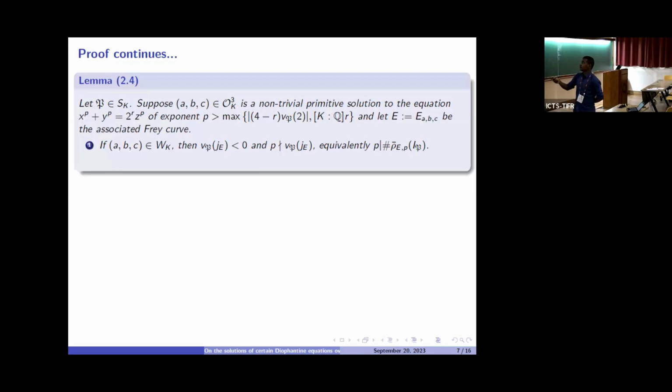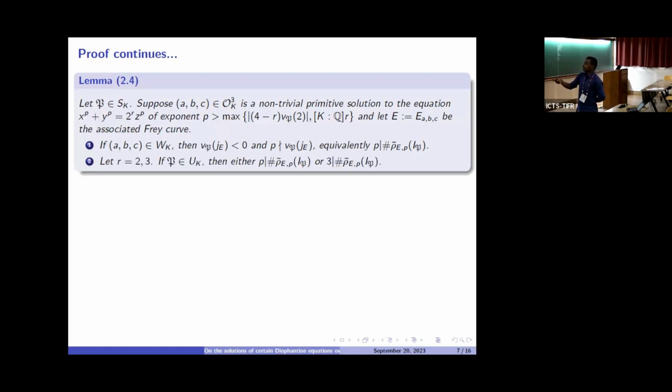So first we prove that if you take a solution ABC belonging to WK, then we will have valuation P of j_E is less than 0, and P does not divide valuation P of j_E. Equivalently, we have P divides the kernel of rho bar E,P restricted to I_B. This is the inertia group.